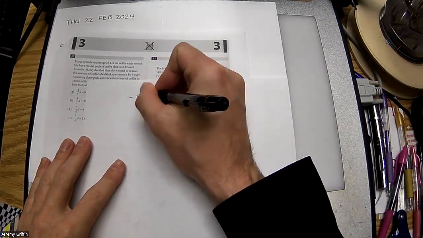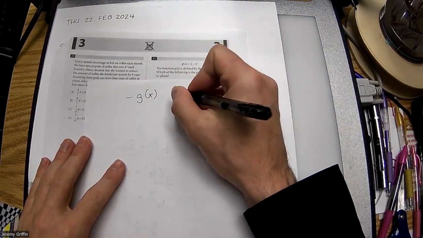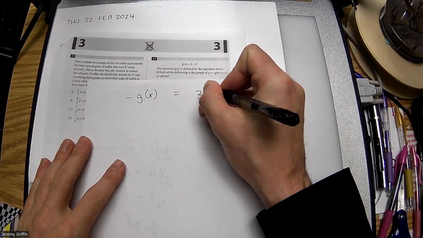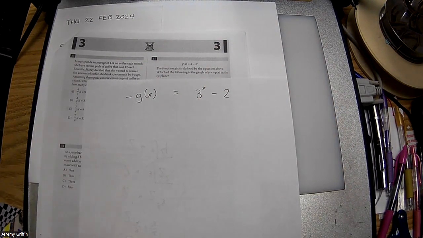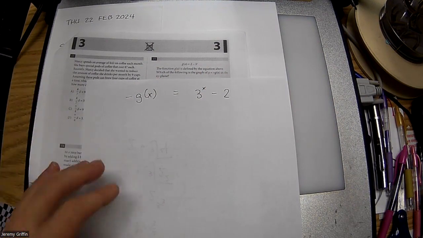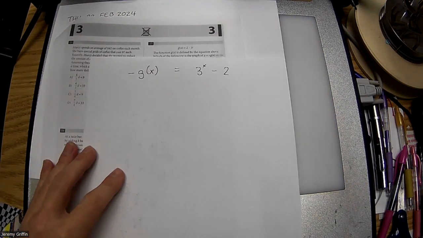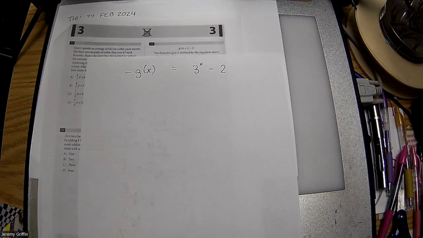Negative g of x: if I just make everything negative, that'd be positive 3 to the x and then minus 2. I just negated that, and that's what we're graphing. I call that f of x, and then we're just graphing that. You guys got that set up so far? What does this graph look like?